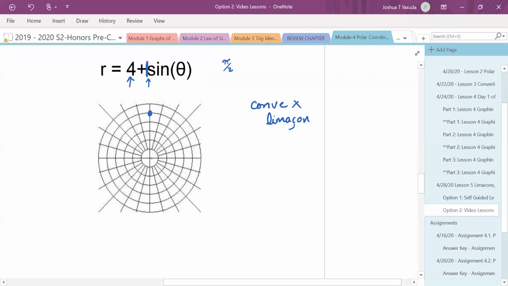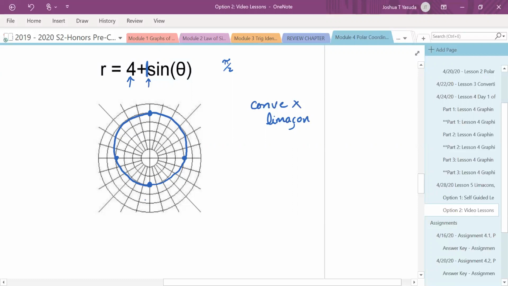Then it's going to go out 4, 1, 2, 3, 4 to the left and 4 to the right. And then the difference is how far it would go down, towards 3 pi over 2. So 4 minus 1 is 3. So 1, 2, 3. So you went up 5 and you went down 3, which would be the difference. And this is what you get. You just get this thing that's kind of flat. And there you go. That would be your convex limacon.